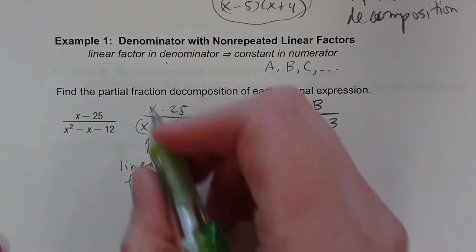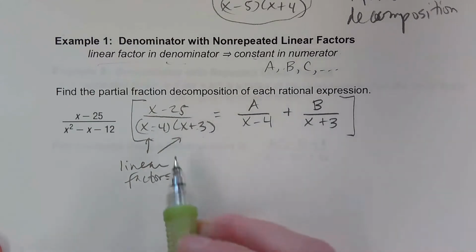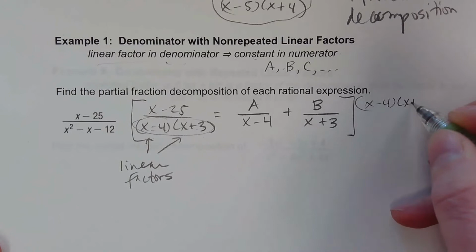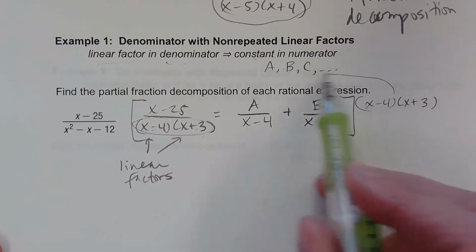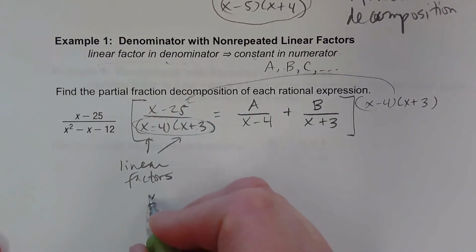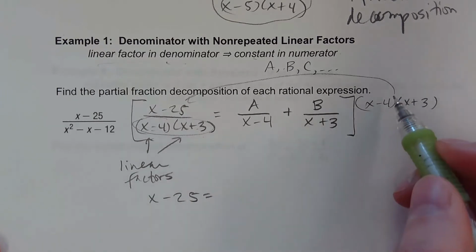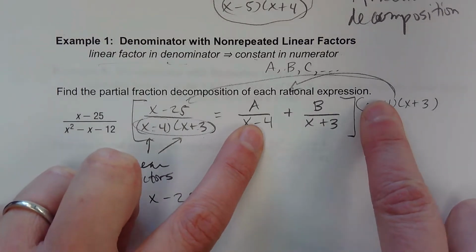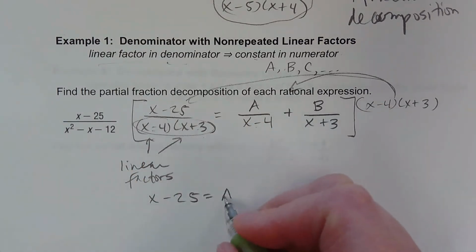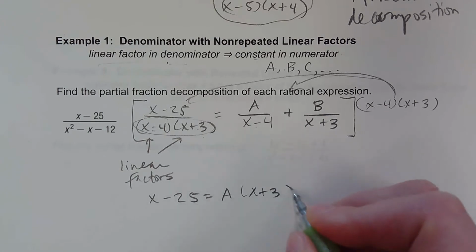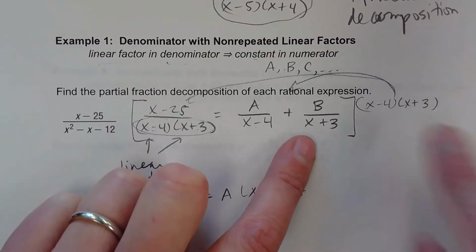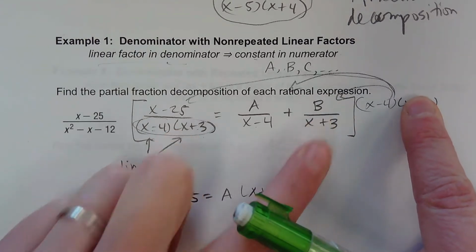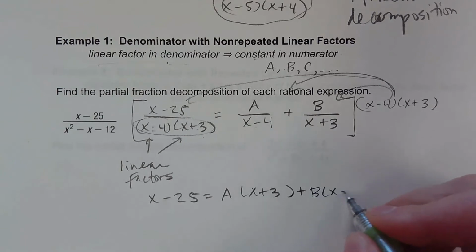I have worked with rational equations a lot in the past. I know that I need to multiply by this denominator here, by the whole thing. Let's look at what happens when I multiply this times my first fraction. My entire denominator cancels. I'm left with x minus 25. When I multiply this times the A over x minus 4, the x minus 4s would be gone, and I have an A times my x plus 3. And then when I multiply this times my B fraction, the x plus 3s are going to be gone, and I will have a B times x minus 4.